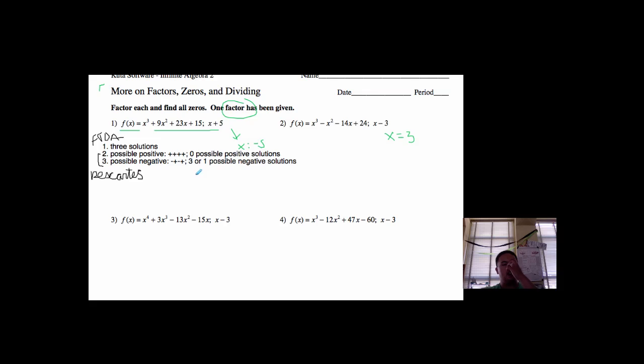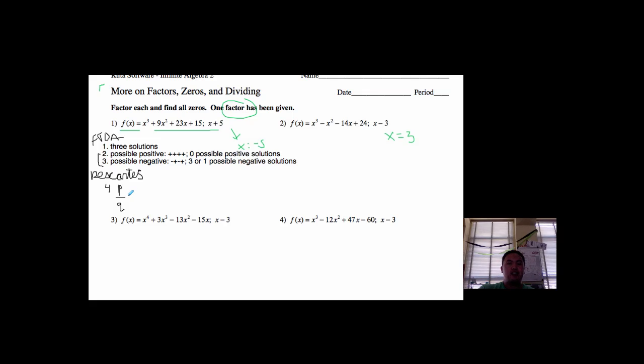Descartes. Okay. Step 4, I'm going to use the rational root theorem, and that's what we practiced today. What I'm going to do is take all the factors possible using P over Q. Actually, we did this yesterday. I apologize. P over Q.